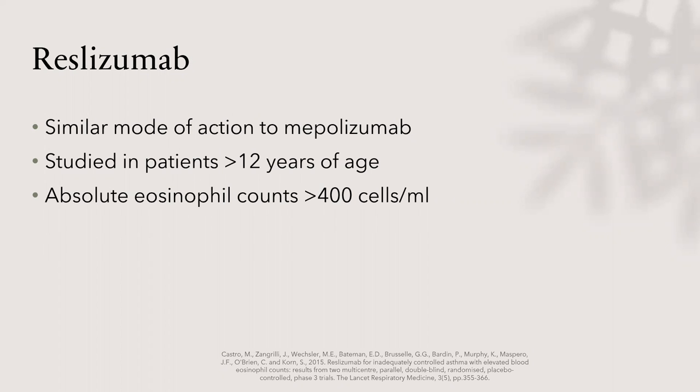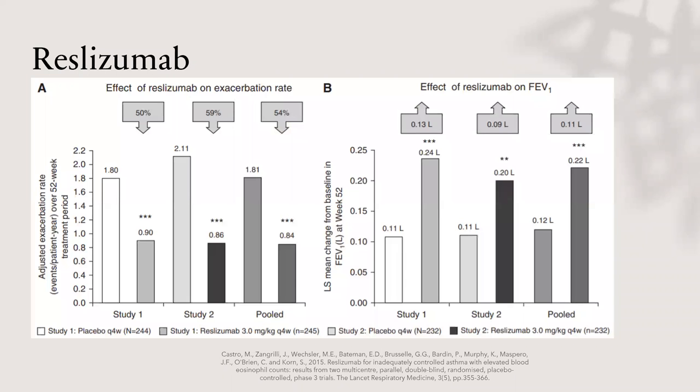Reslizumab, very quickly, is very similar to mepolizumab, exactly the same mode of action. They studied it specifically, however, in a very specific group, which was eosinophil counts more than 400. And just to give you a quick example, there were reduced asthma exacerbations in that group versus placebo of 54%, and they had a better FEV1 of 0.1 liters as compared to placebo.